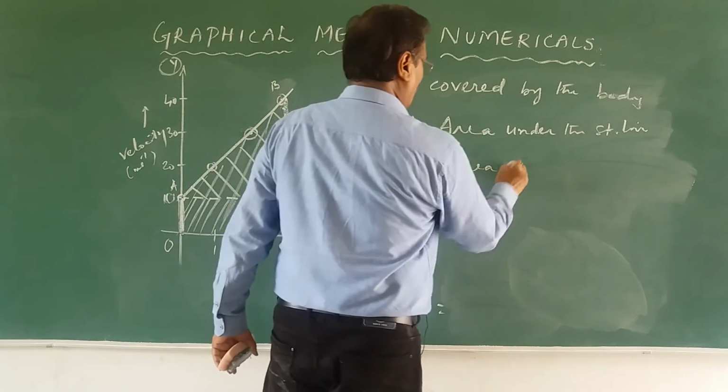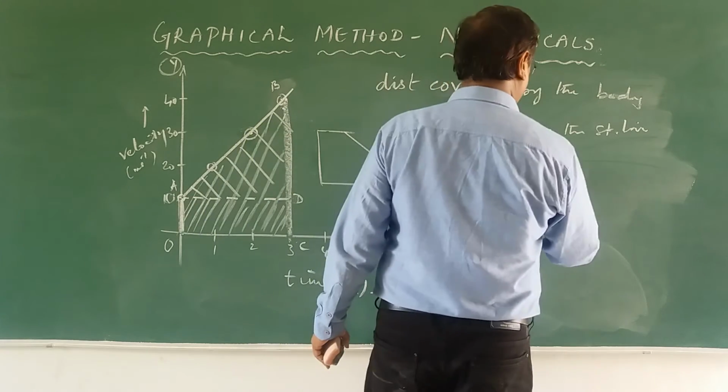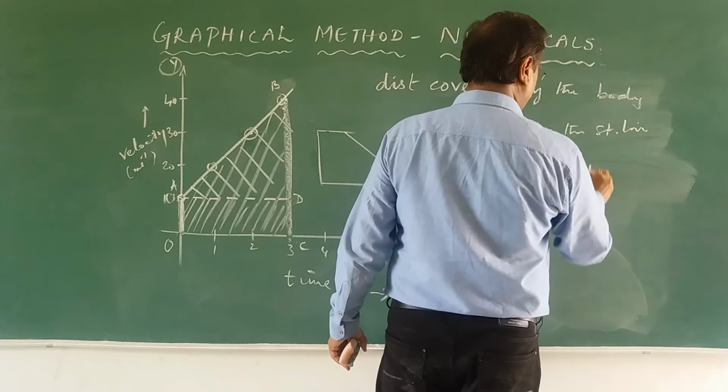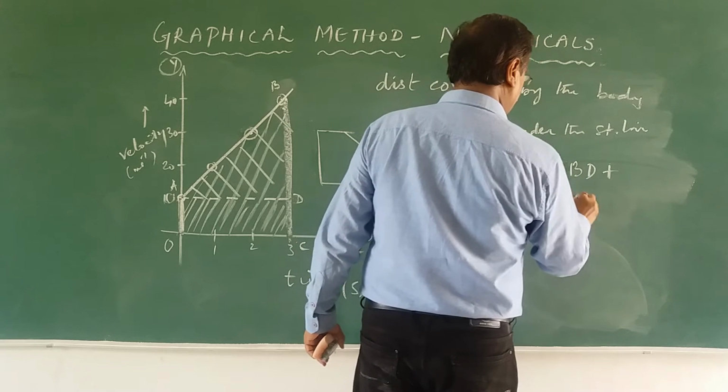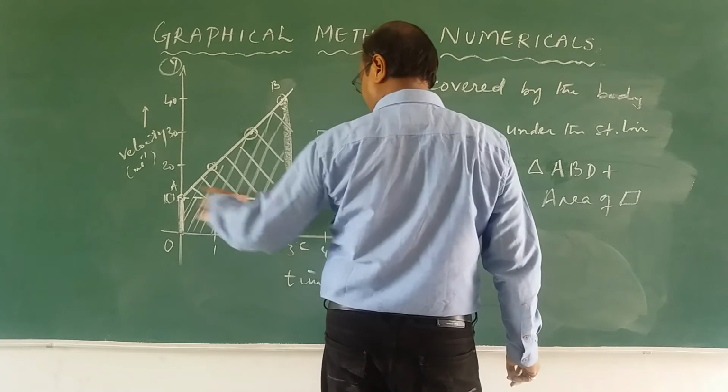Area of triangle ABD, plus area of rectangle. What is the rectangle here? OADC.